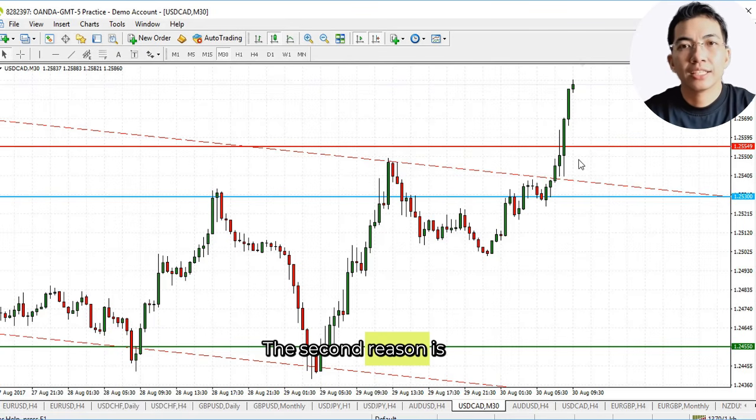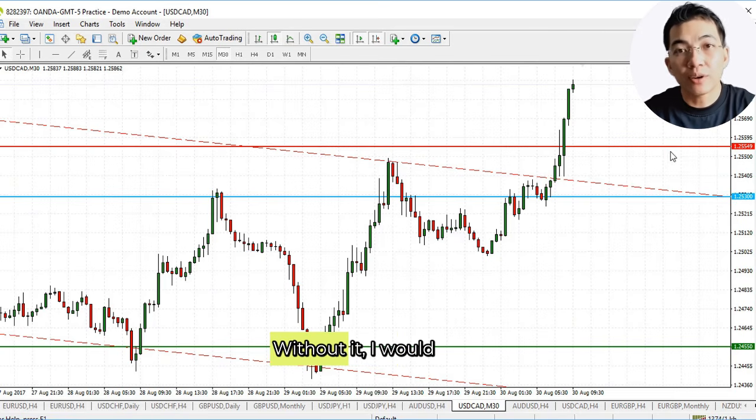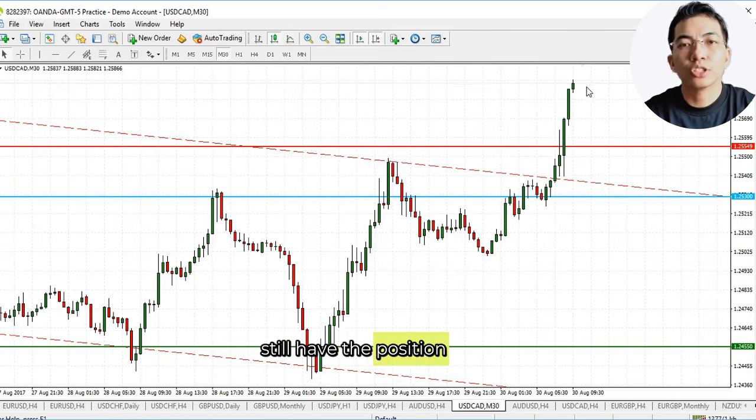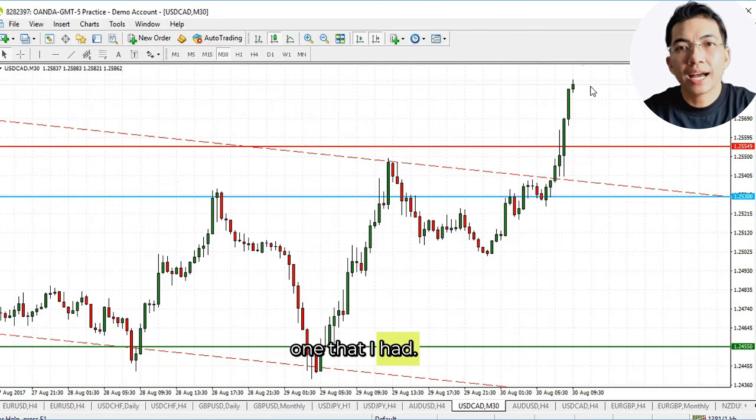The second reason is that you can see the importance of the stop loss. Without it, I would still have the position on the market with a loss that is at least twice the one that I had. Last reason is that I made a mistake and I'm glad that I can share this mistake with you so you can avoid it in the future.